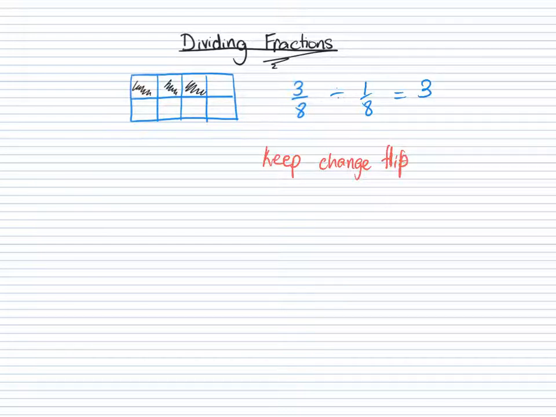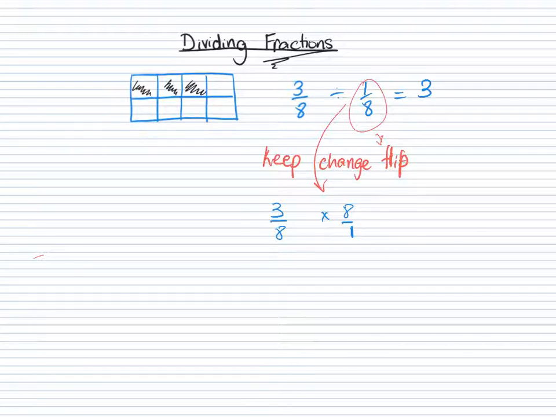Whenever you have 2 fractions that you need to divide, you keep the first one the same, 3/8. You change your division sign to a multiplication sign, so multiplied by, and you flip the second fraction to 8/1. And hopefully you've watched my video on multiplying fractions. If not, we'll go over it right now.